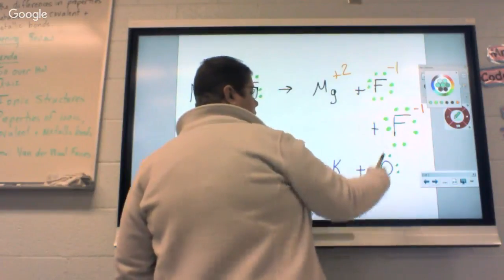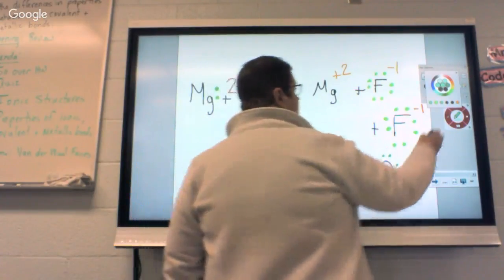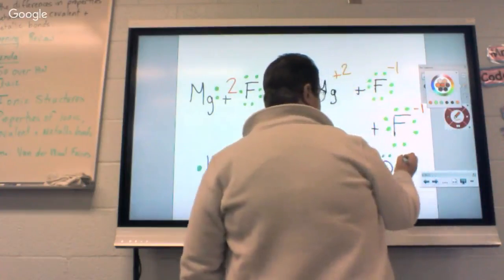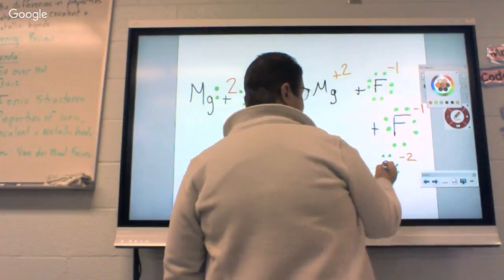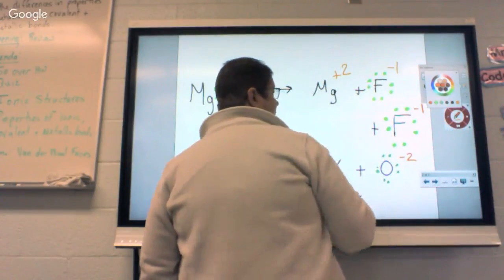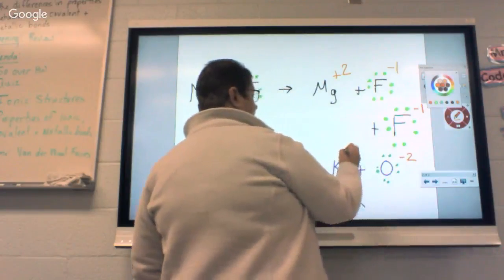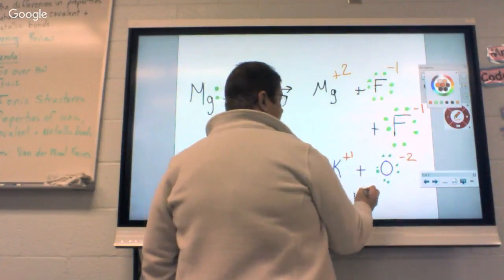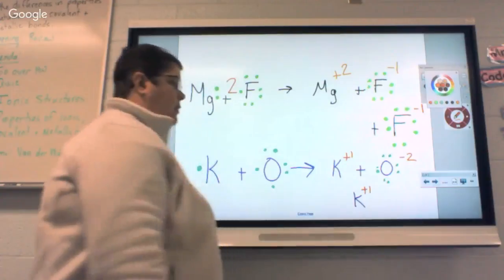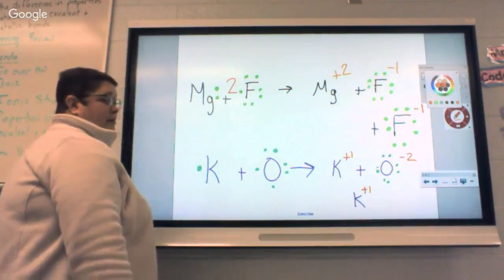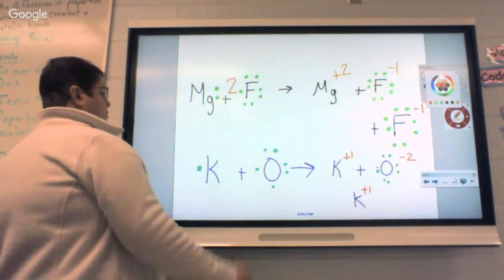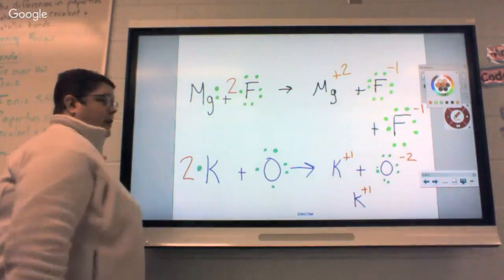So now O has what oxidation number? -2, because it gained 2. It gained 1 from K and another one from K. K has a +1. That K has a +1. Now, is the equation balanced? We have to put a 2 in front of the K.